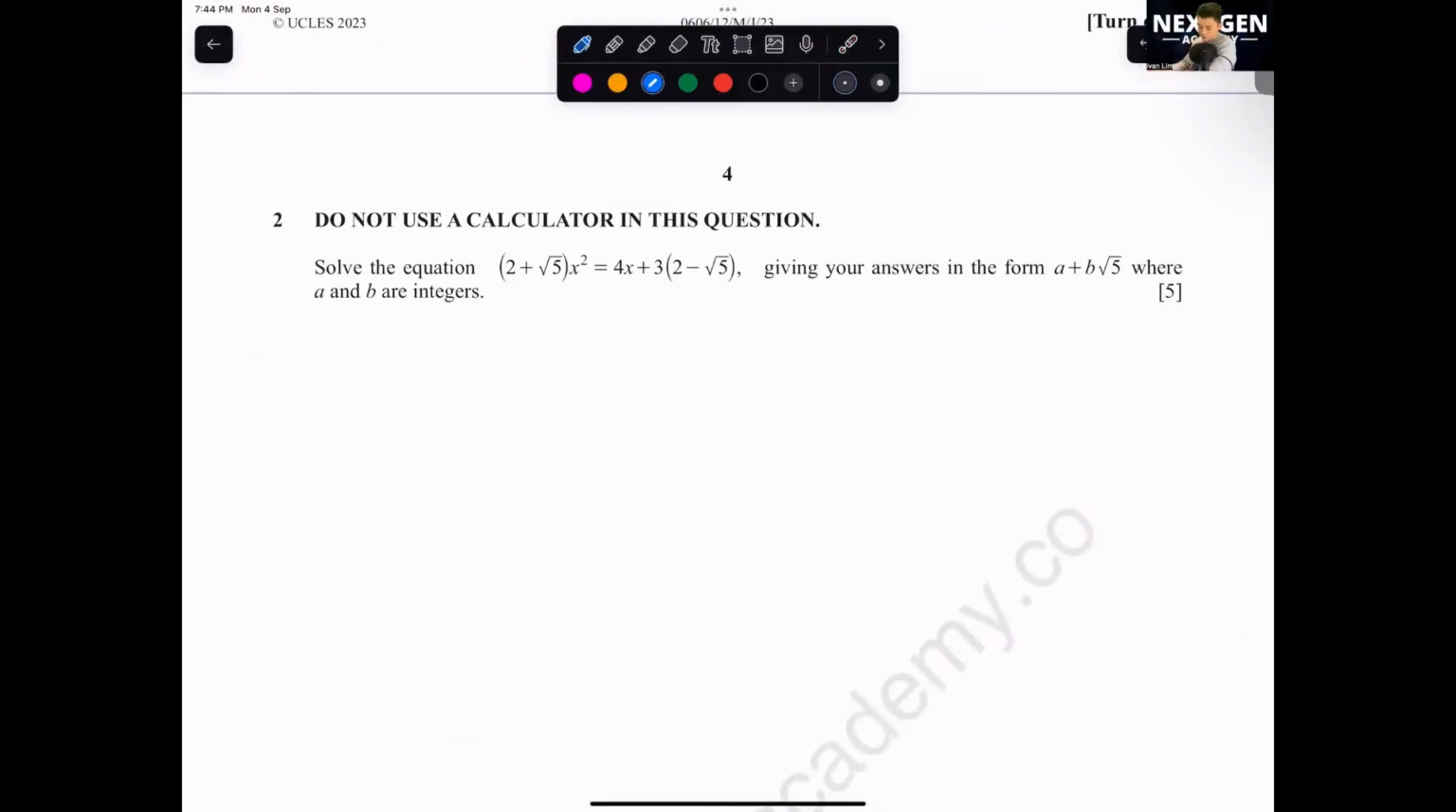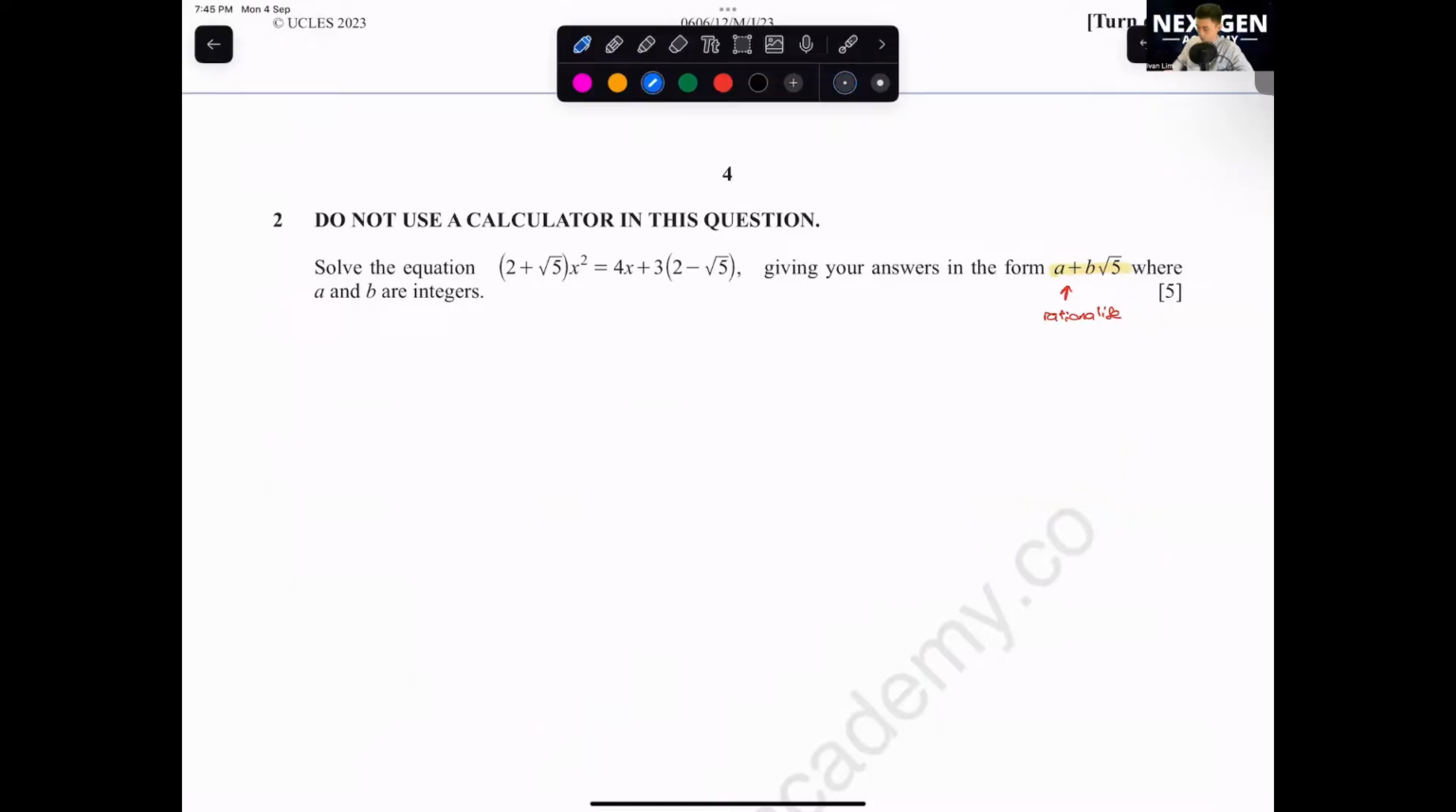Use the calculator to solve the equation (2 plus √5)x squared equals 4x plus 3(2 minus √5), giving your answer in the form a plus b√5. Whenever they say this, most likely you need to rationalize. Just keep this in mind: whenever they ask you to put it in this form, because there is a surd over here, you need to rationalize it. Solve means you have some surd, then they ask you to put it in the form. This form is called exact value form, exact form.